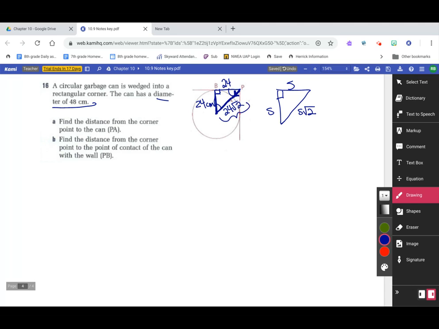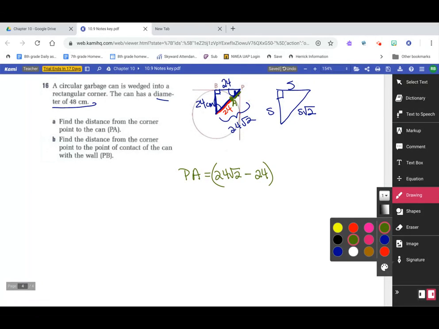And actually, let me write that down here, 24 root 2, because I then want to use the fact that the radii on this whole circle would be 24. So then to figure out this little piece from P to A, and I've written over my A, but my A is right here, PA would be 24 root 2, take away the radius of 24. And that would give us centimeters. And I'm just going to leave it like that because that's the exact answer for part A.